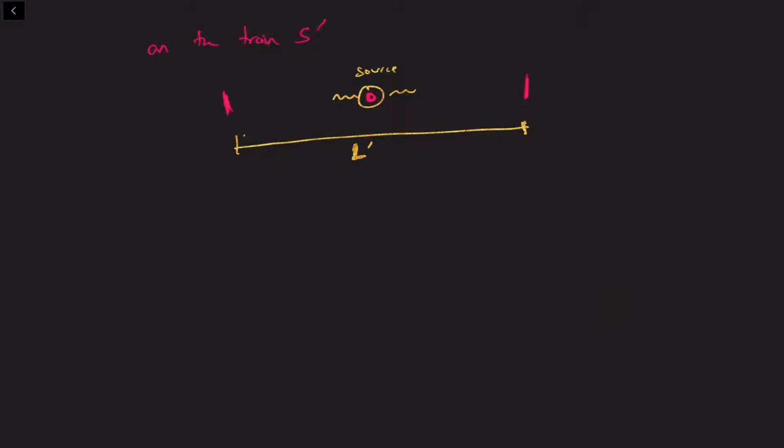And once these signals reach these detectors, we set both clocks to t prime equals 0. So that is, these clocks become synchronized with each other. Now let's give these detectors names. Let's call this detector A and detector B. And let's see what the synchronization procedure would look like to the observers on the ground.